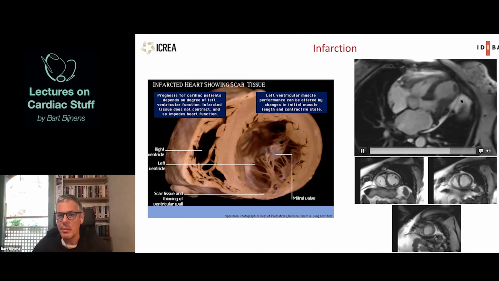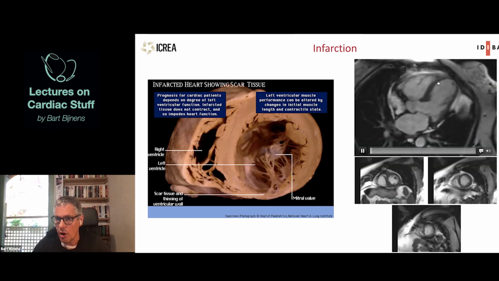A very typical image, in this case magnetic resonance imaging, of a large apical infarct. You see this patient has a very, very thin wall in this part. Almost half of the ventricle is gone. You see this is not contracting, it stays the same. And it's the base which is contracting.